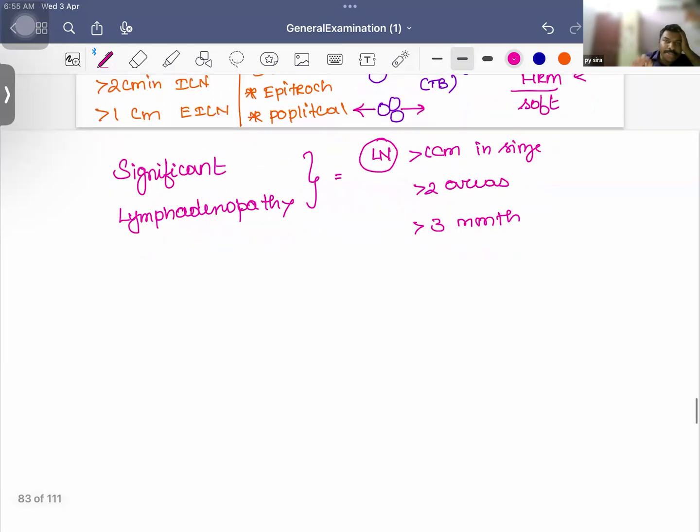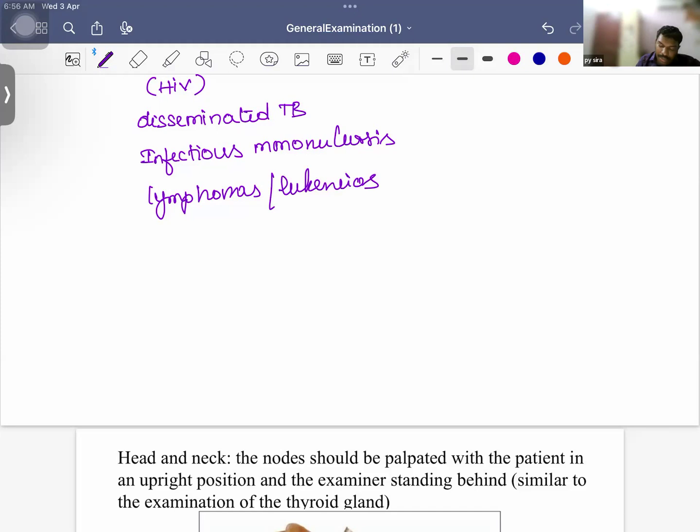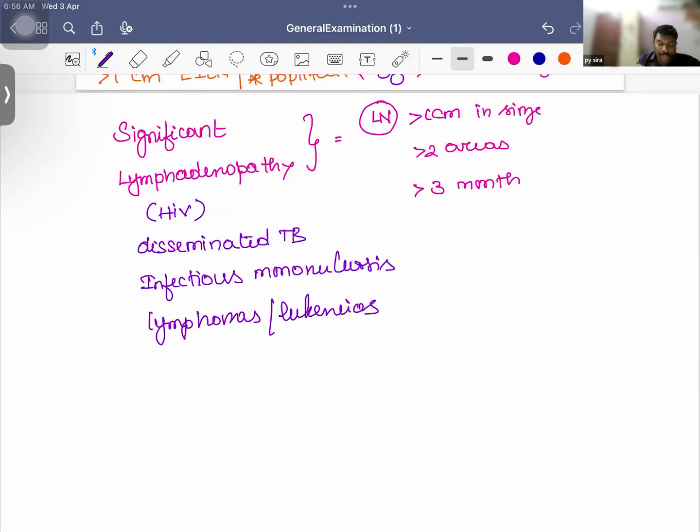If they ask the most important cause, you have to tell about HIV. Apart from this, disseminated TB, infectious mononucleosis, lymphomas and leukemias. In all these conditions you have a disseminated lymph node enlargement, and it is going to be significant lymphadenopathy. That is one important thing about your lymphadenopathy.